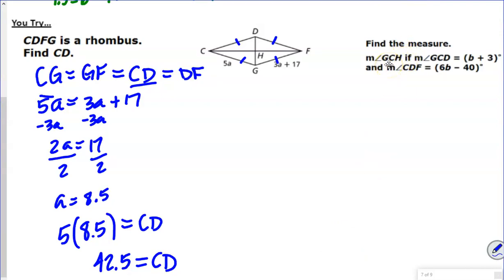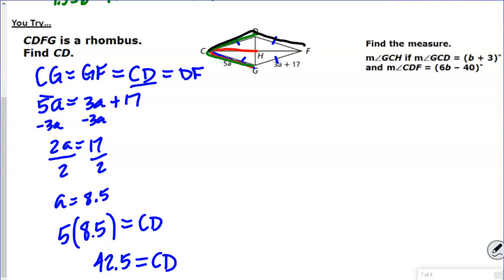Let's see where GCH is. Let's do this in a different color. GCH, that angle right there. If the measure of GCD, oh, now we got the whole big angle, don't we? GCD is the whole thing, is B plus 3. And the measure of CDF is this angle up here, CDF.